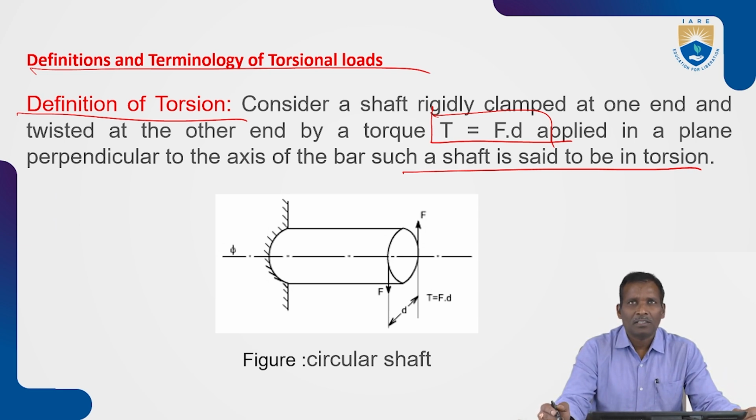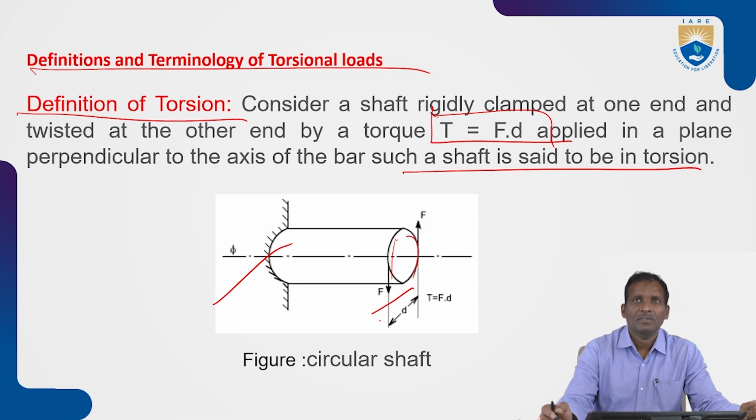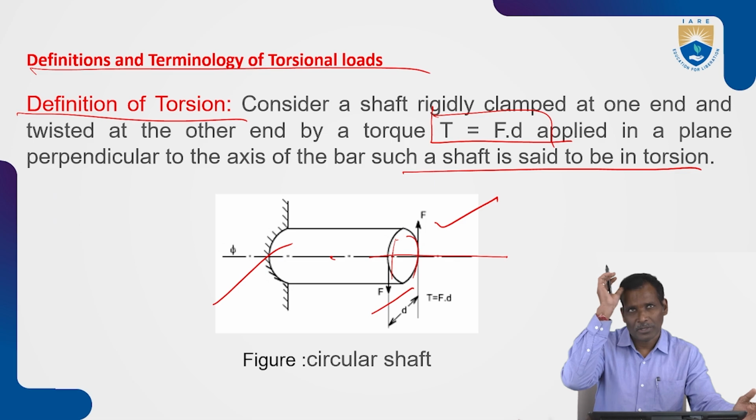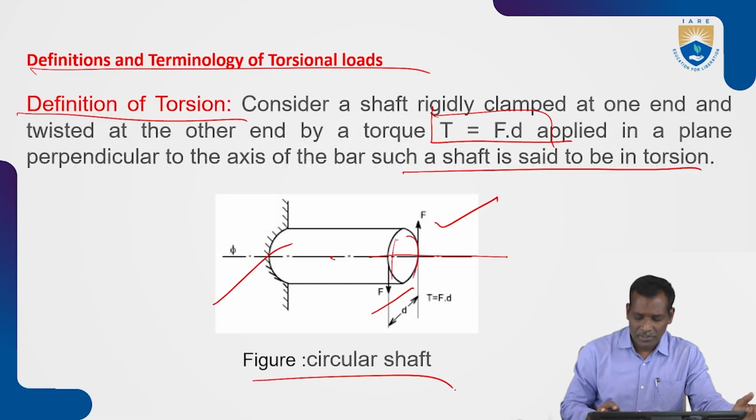See here, a shaft rigidly clamped at one end and twisted at the other end. Here the force is applied at a distance, that is the diameter of the shaft, in a plane perpendicular to the axis of the bar. So this type of phenomenon is known as torsion. Here the example is given for a circular shaft.